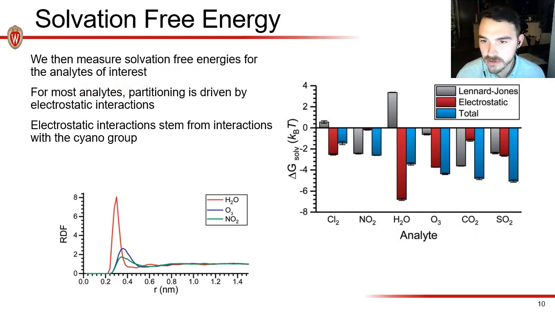So for these analytes of interest, we measure the total solvation free energy shown in the blue columns. For most analytes, partitioning is driven by electrostatic interactions. This is especially true for water and ozone. So we wanted to understand why this was the case, so we measured the coordination to the cyano group. This radial distribution function, which is the probability of finding an analyte an r distance away from the cyano group, is extremely peaked for water and ozone. So those were the ones that had very strong electrostatic interactions, and not nearly as peaked for NO2, which showed very weak electrostatic interactions. This correlation shows that these electrostatic interactions stem from interactions with the cyano group.